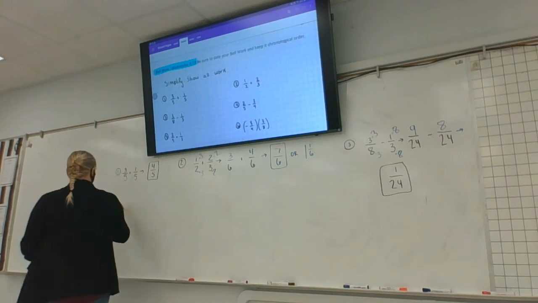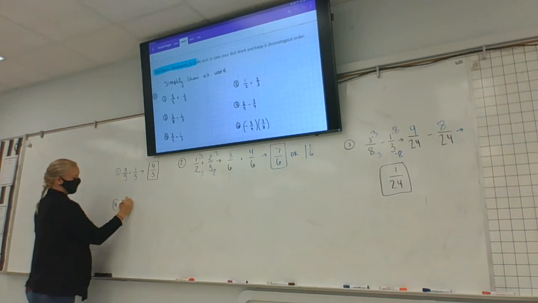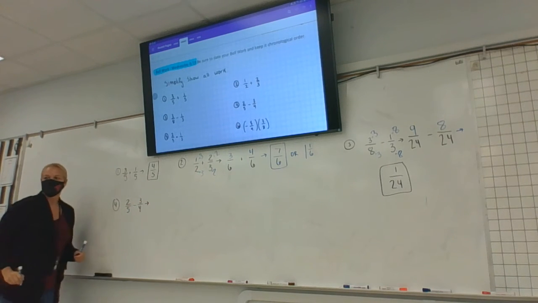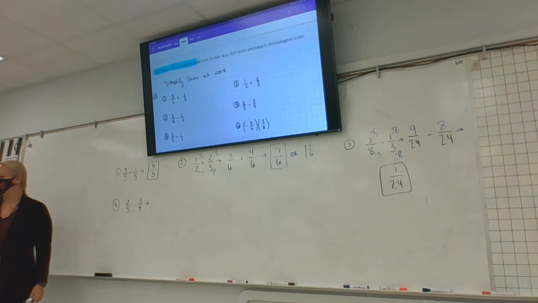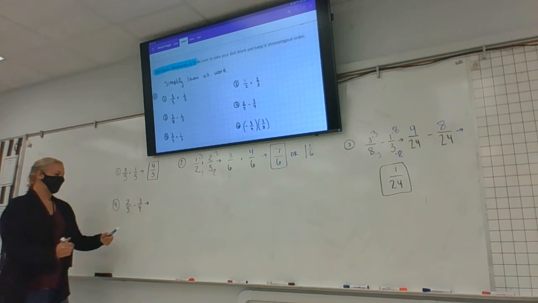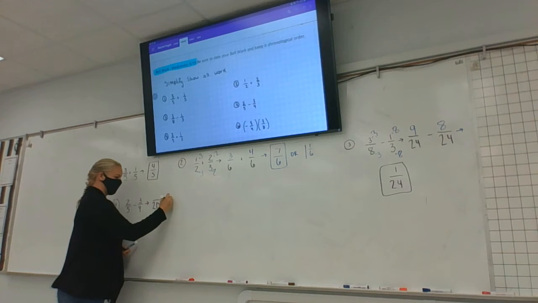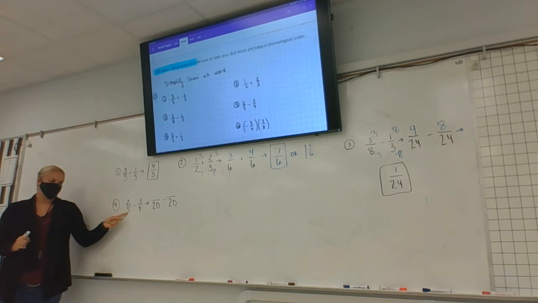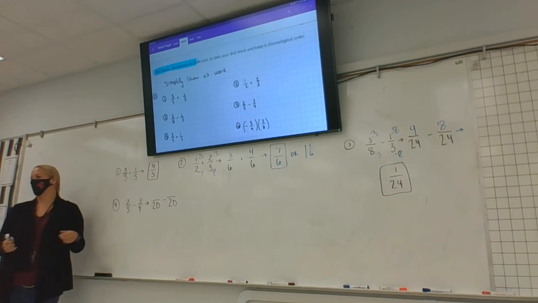Number 4. 2/5 minus 3/4. Okay, I'm gonna call on you guys. What did you pick? Good job. So our common denominator with 5 and 4 will be 20. Very good. So what will we multiply our first fraction by to get it to look like a 20?